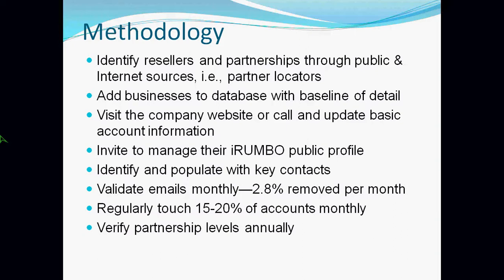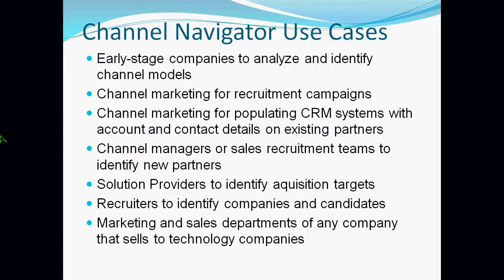And then we go out and identify and populate the key contacts, primarily focused on sales and technical contacts from the staff on up to the management level. We validate emails monthly. We regularly purge out around 2 to 3% of the emails, and we're regularly touching about 15 to 20% of the accounts to update some field or another, not necessarily all the fields in there. And we try to verify their partnership levels annually.